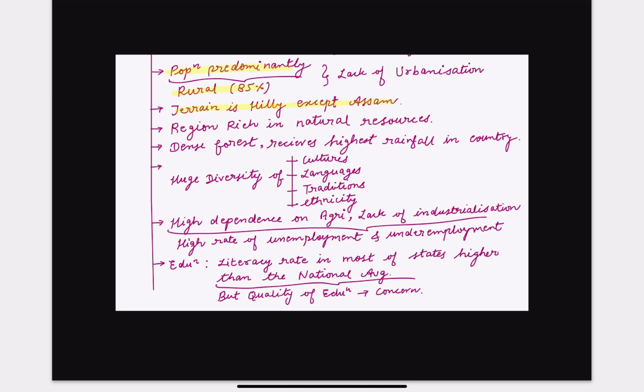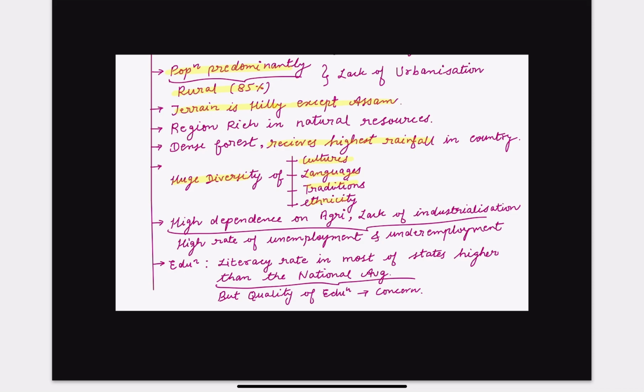Okay, and there was a place, Cherrapunji, which used to receive the highest rainfall in the country, and that place was in Northeast India. But right now it's Mawsynram, which is also in Northeast India, that receives the highest rainfall in the country. And there is huge diversity of culture. We just saw different women wearing different attire. This picture tells us that there is huge diversity of culture, tradition, ethnicity, language. And there is high dependence on agriculture, being slash and burn. Terrace farming is the method of farming.